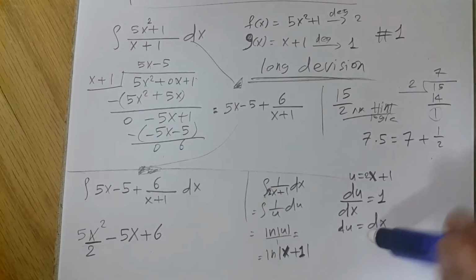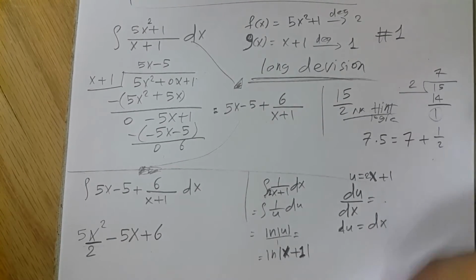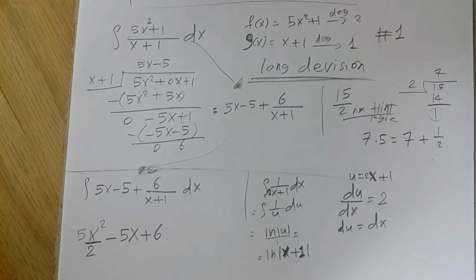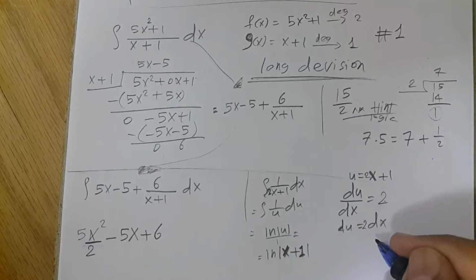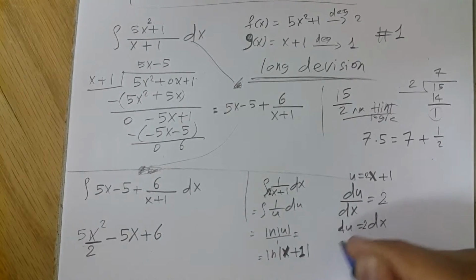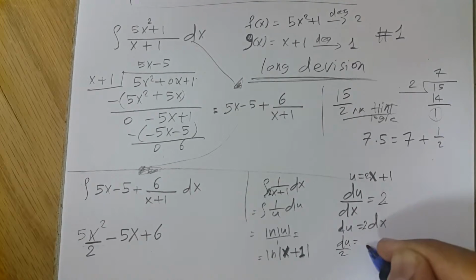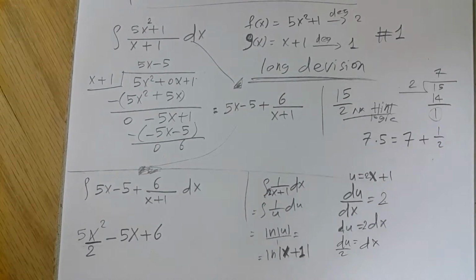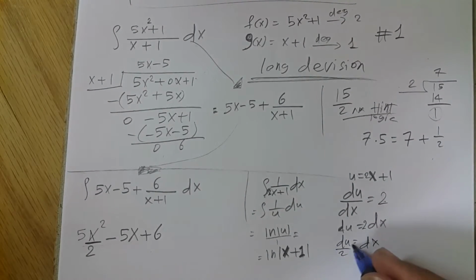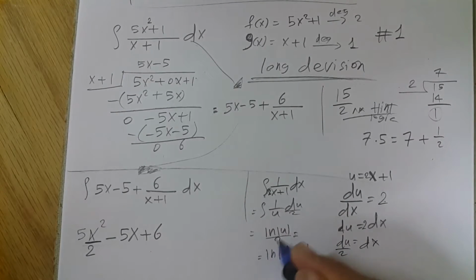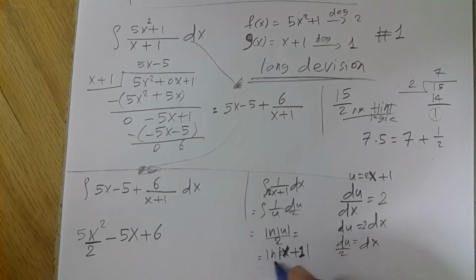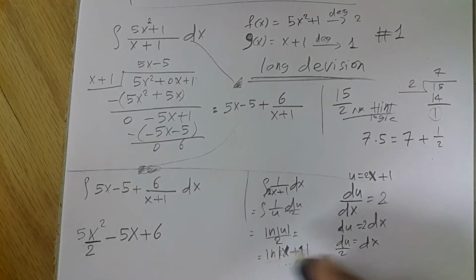So this will be 2x plus 1, and the derivative will not be 1, it will be 2. So this will be not dx, it will be 2 dx. So du divided by 2 will equal dx. Got it? So therefore, we will have to divide by 2 here, and everything will be divided by 2. But in this case, we don't have the 2, so we don't need it.